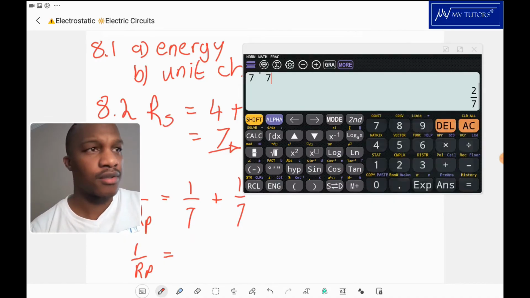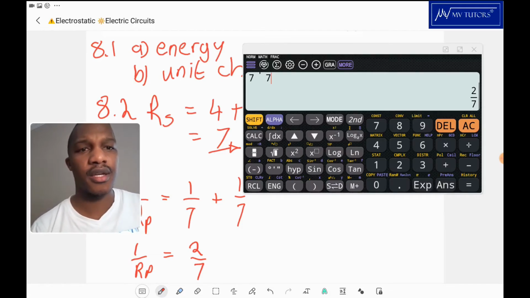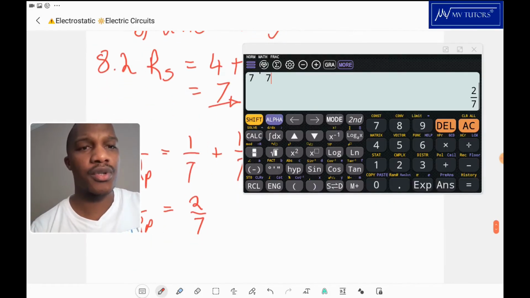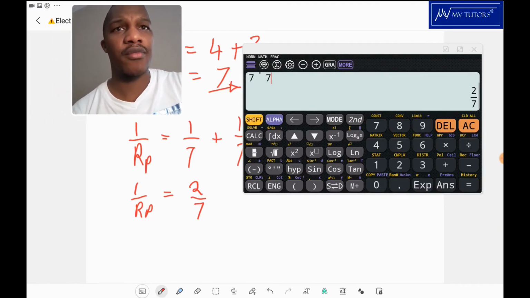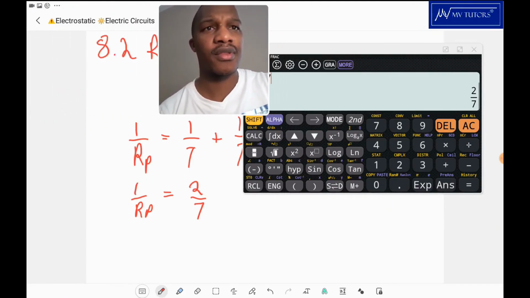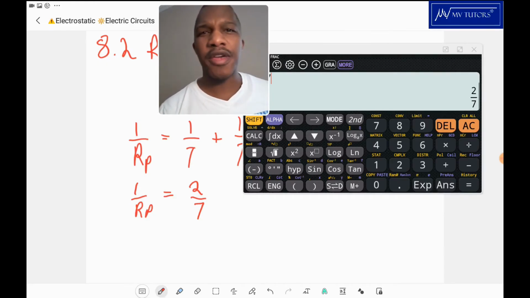Nice. So it's 2 over 7. Okay, now I need to solve for my RP. So what I'm going to do is, everything's on the way now. Let's put the camera right there. Okay, so we'll do some mathematical gymnastics.